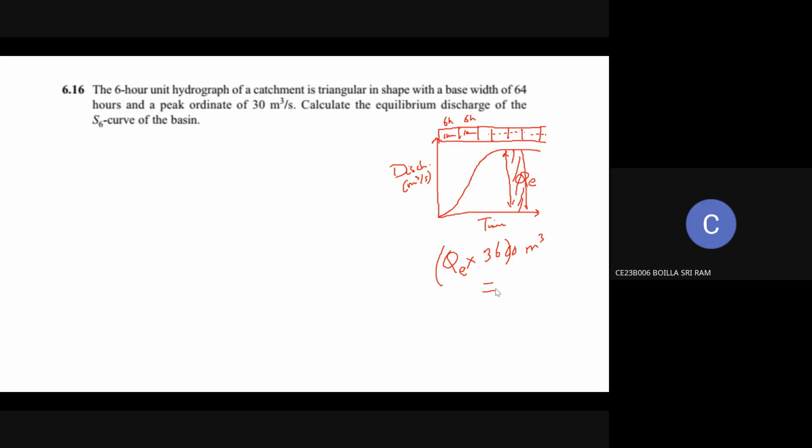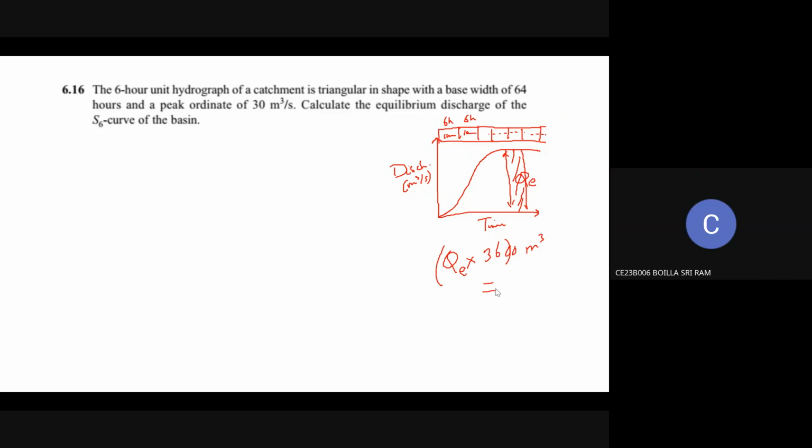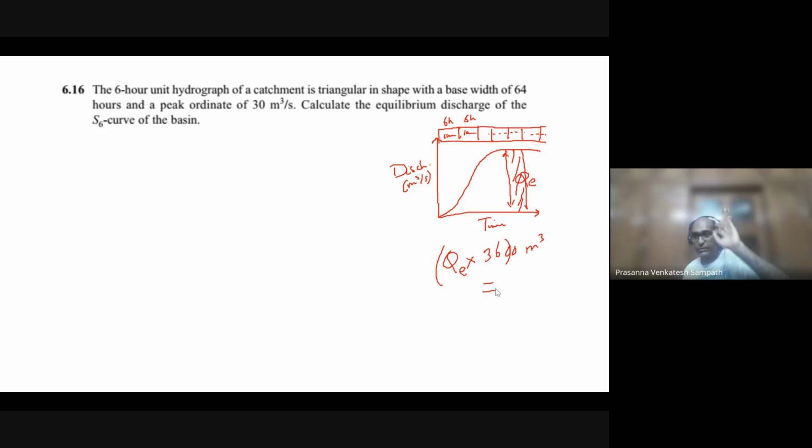Area of the triangle we can use, I think. No, listen to the question. The question is, what is the excess rainfall intensity that produced this S curve? 1 by 6 centimeters per hour.